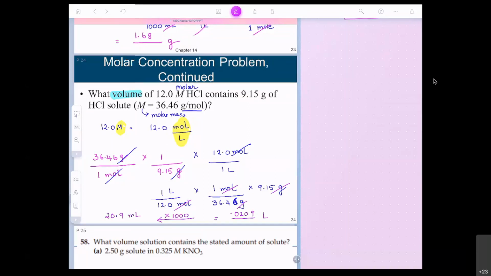So when you set it up, you want to be careful. In my first setup, the liters comes on the bottom, and you don't want that. You want the liters on the top. So all you're doing is inverting this.